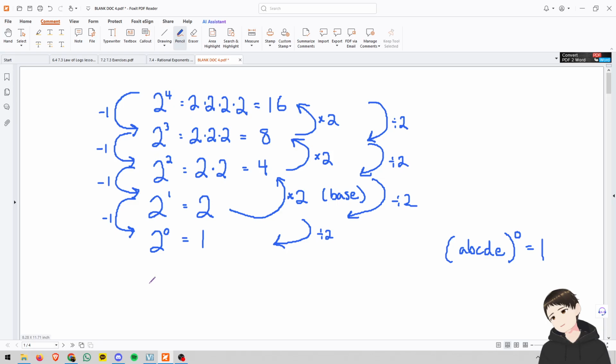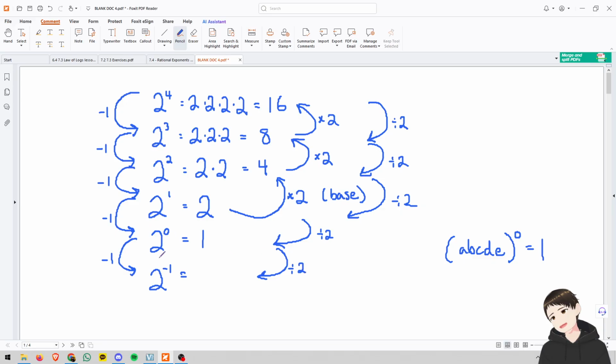Which brings us to negative exponents. What do you think happens when you lower the exponent by 1? Do you think something different suddenly happens? Or does the pattern continue? I hope you said that the pattern continues, because it does.